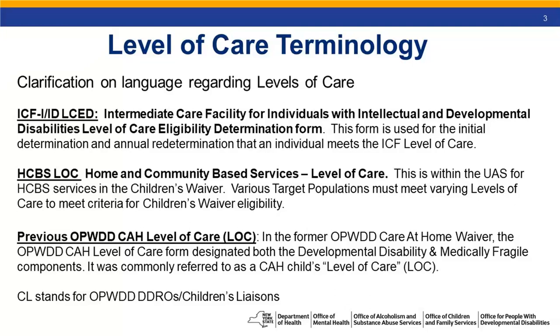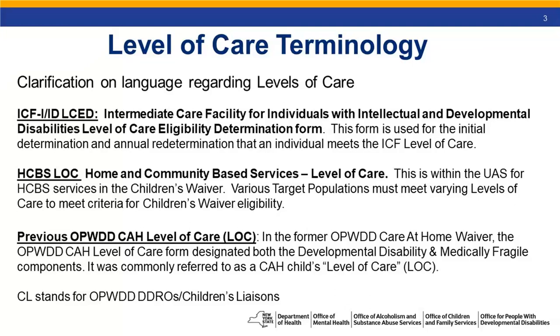And then we have the HCBS LOC, which is for the children's waiver, the home and community-based level of care. So OPWDD needs to determine their level of care to meet that target population and then go through the risk factors and the functional, and then you get an overall HCBS level of care for the children's waiver in the various target populations.